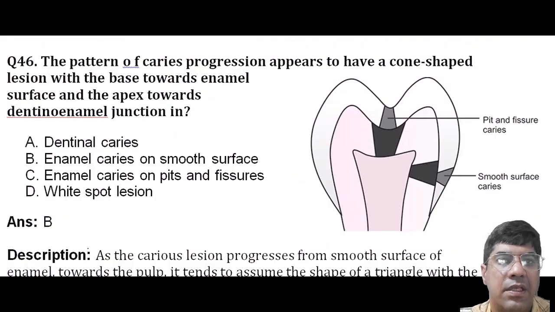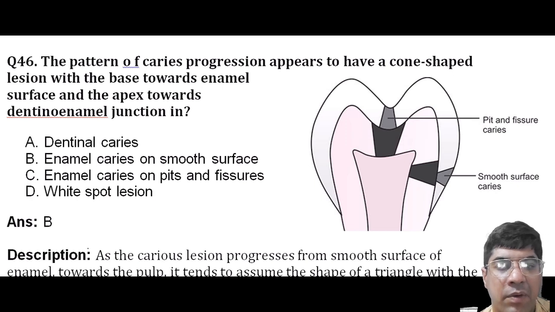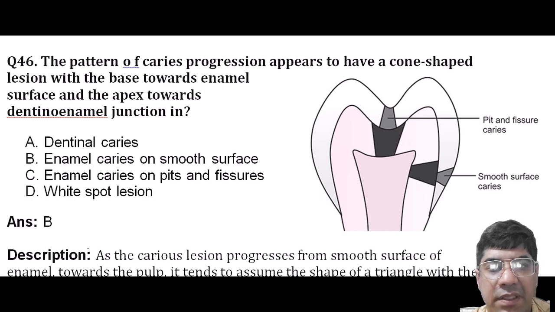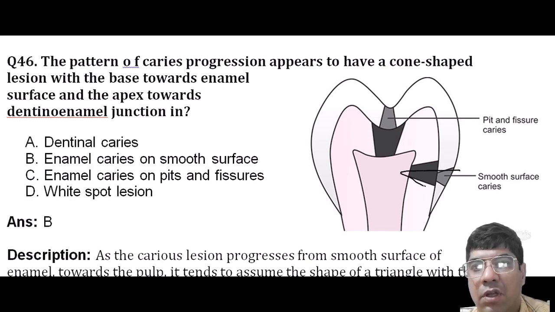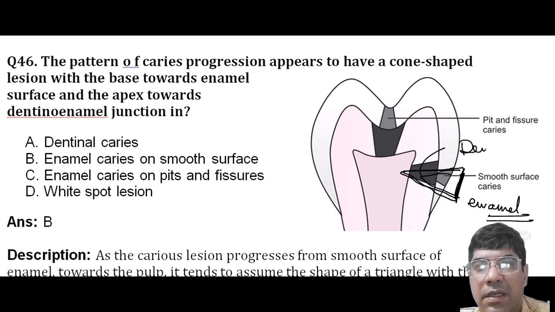So the answer is C. The pattern of caries progressing appears to have a lesion with the base toward the enamel and apex toward the dentino-enamel junction. It is caries on the smooth surface. So that will form a triangle. The base is toward the enamel surface and the apex is toward the dentino-enamel junction.